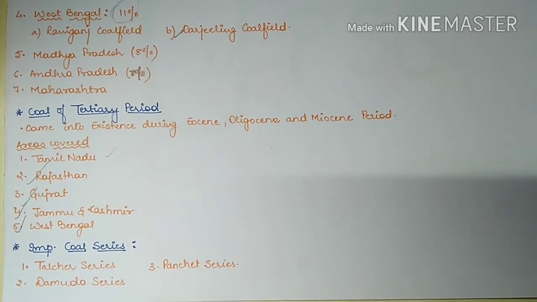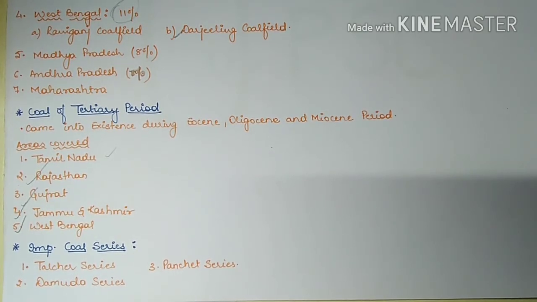Next we have Damuda series. Damuda series are the most important series of Gondwana system. Damuda series is well developed in Jharkhand and West Bengal. They are known for their good quality coal seams. Now we have Raniganj, Jharia coalfield. They lie in Damuda series. Okay, they have the most superior quality of coal, that is bituminous and anthracite.